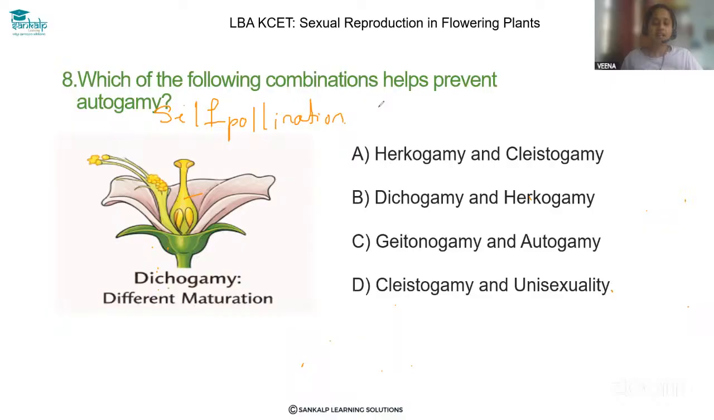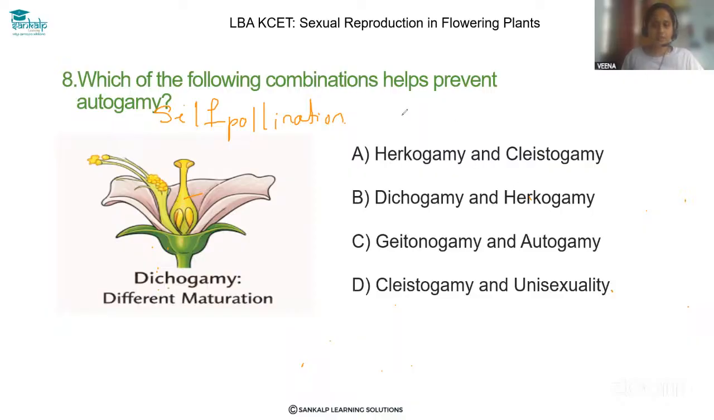In that, dichogamy is one of the methods to prevent the self pollination, where both male and female parts of the flower are developing at different times. So whenever the anther is developing, at that time the stigma is not developing. So the time will be different. By developing at different times, these are preventing self pollination.